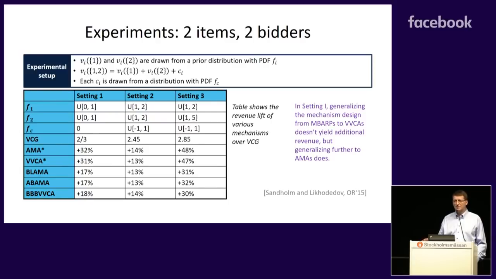We showed, for example, that even if you combine reserve prices with mixed bundling auctions, and then even if you go from there to the more general class of VCAs, that doesn't give you the full power. You have to go beyond that. AMAs have even more revenue than that. Thank you.